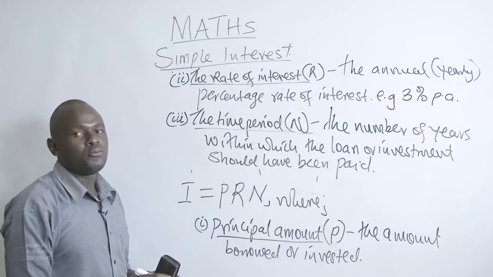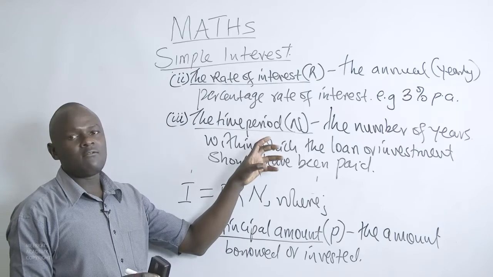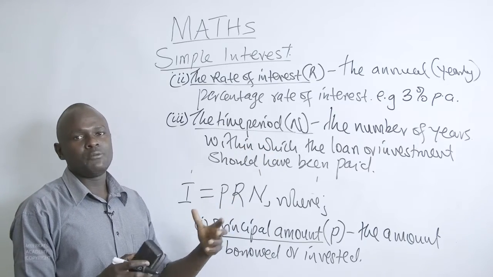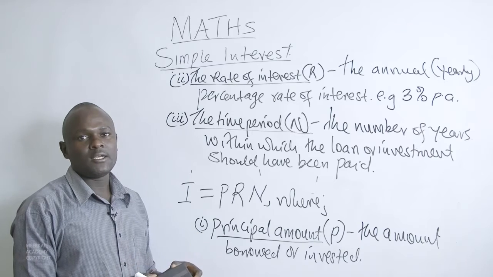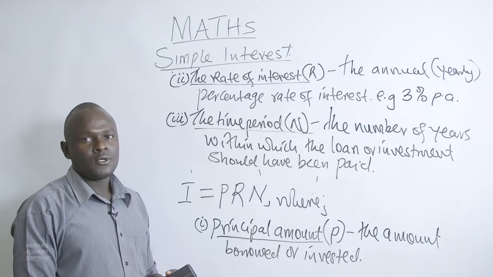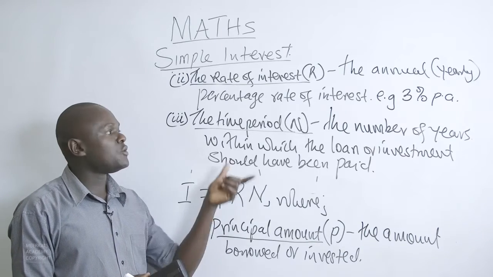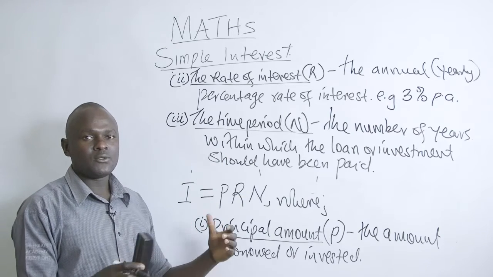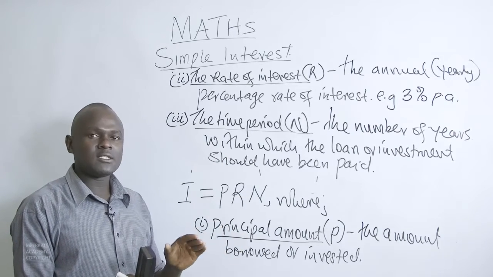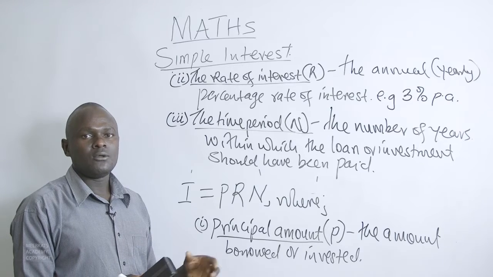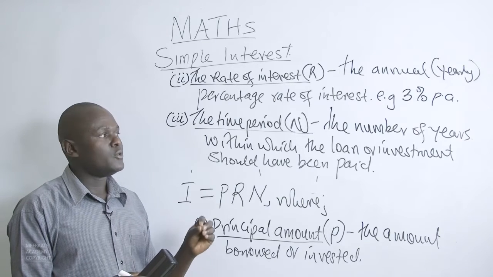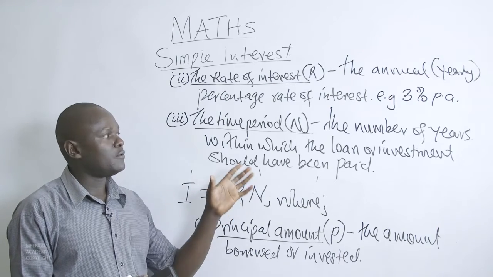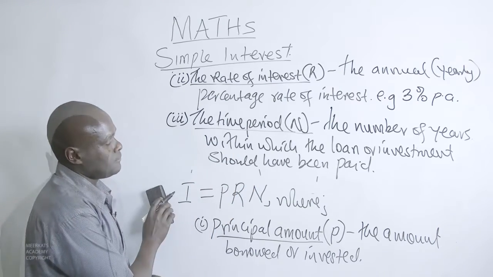So you will discover that when we are talking about the period, this duration should be expressed yearly in terms of years. If you are given months, you need to ensure that your period is expressed in terms of years. So if you are given just a few months, not a whole year or years, then you will express it as a fraction of a year for you to effect the simple interest formula.